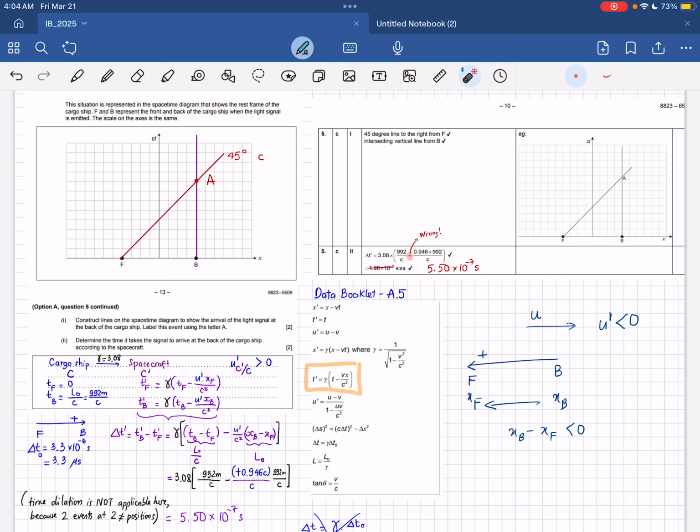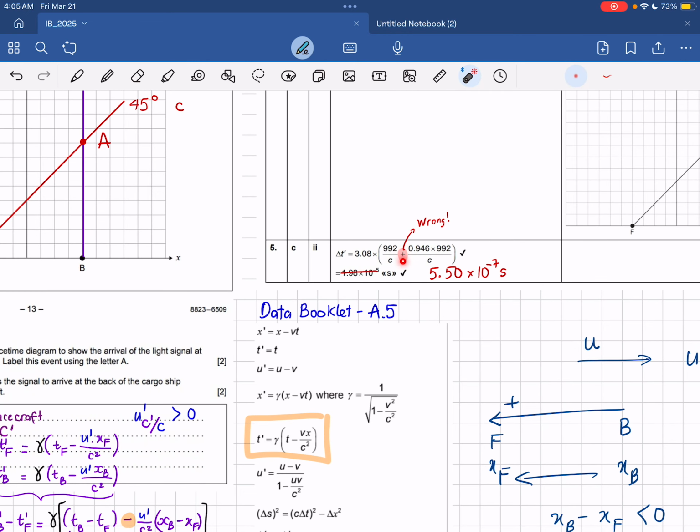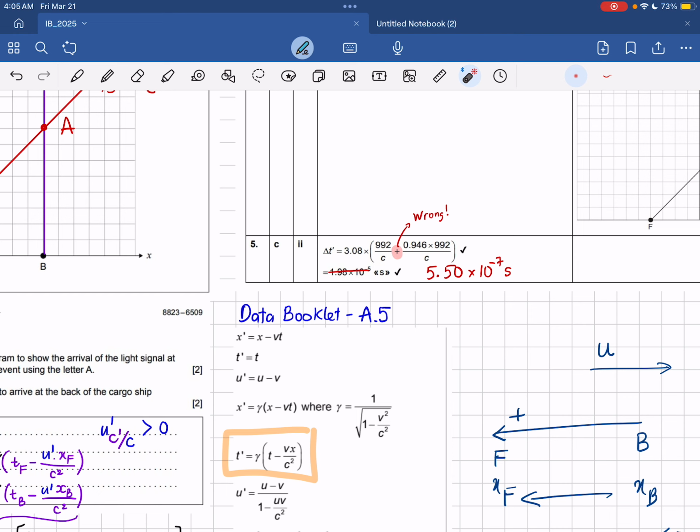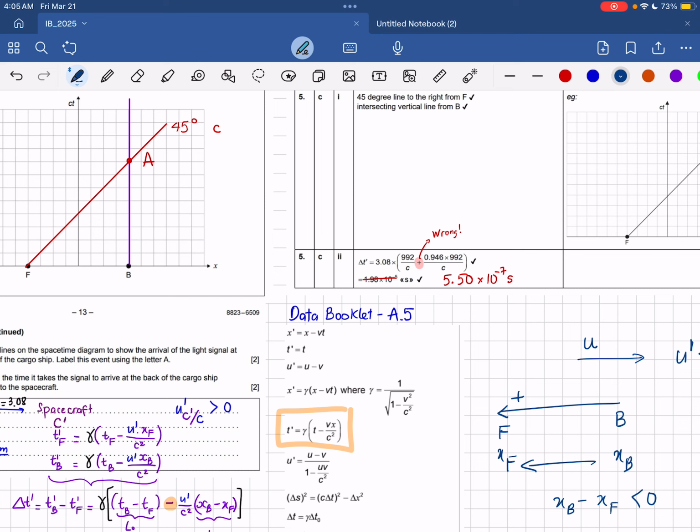So it doesn't matter which positive direction you assign in the cargo ship, either towards the right or towards the left. You always have this one should be a negative value when you plug in everything. But in the mark scheme, they provide you something positive. That's why the mark scheme is wrong, unfortunately. And they also happen to find the time is greater, which is not correct, okay? So final conclusion, this should be the one.